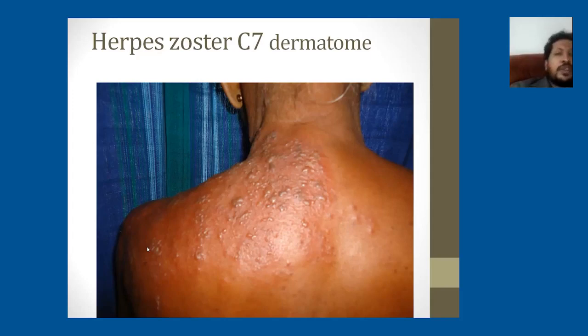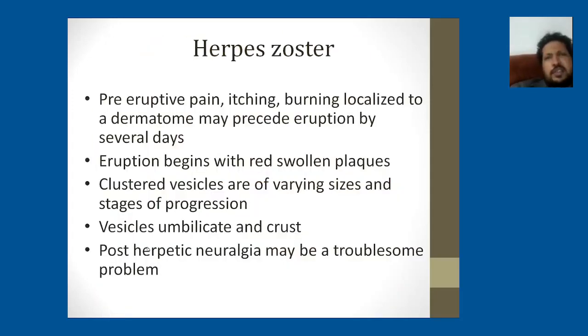So often pain precedes the skin eruption by a day or two. So sometimes they can come with severe abdominal pain, chest pain, and can be mistaken for acute abdomen. And if they are treated late, post-herpetic neuralgia can be a problem. But usually, fortunately, in children, post-herpetic neuralgia is rare.